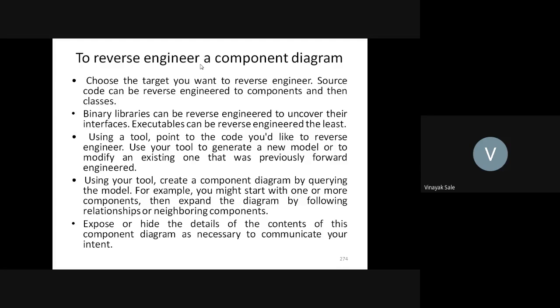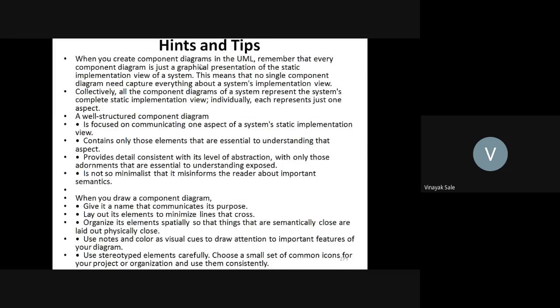Use your tools to generate a new model or modify an existing one that was previously forward engineered. Using your tool, create a component diagram for querying this model. For example, you might start with one or more components, then expand the diagram by following relationships and neighboring components. Expose or hide the details of components of this component diagram as necessary to convey your intent.